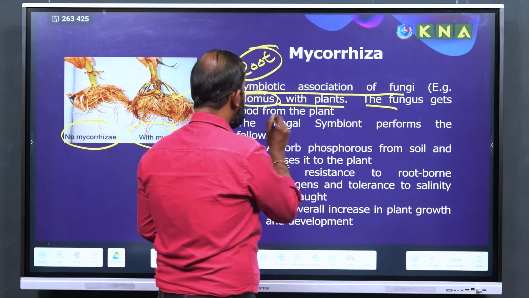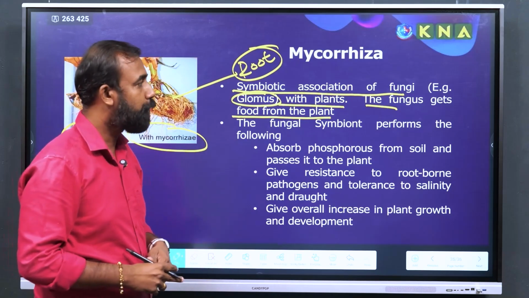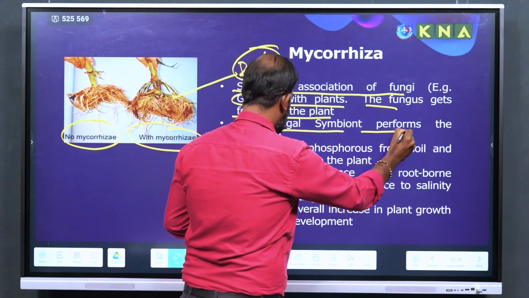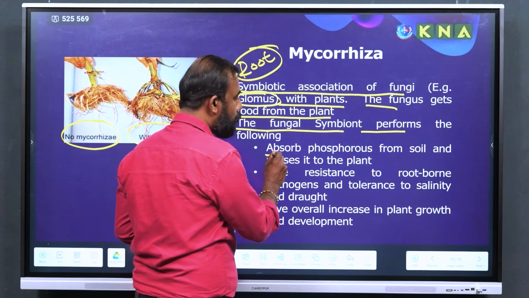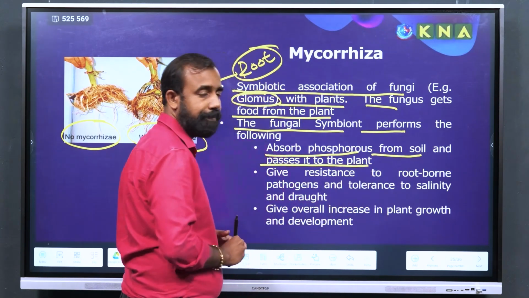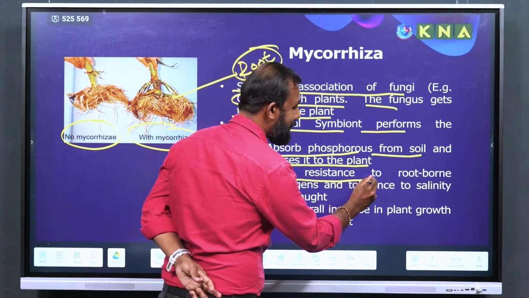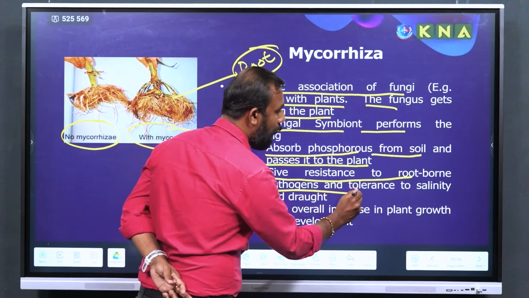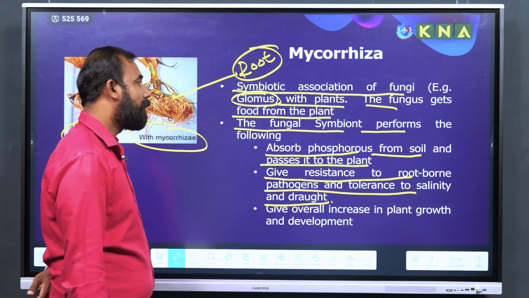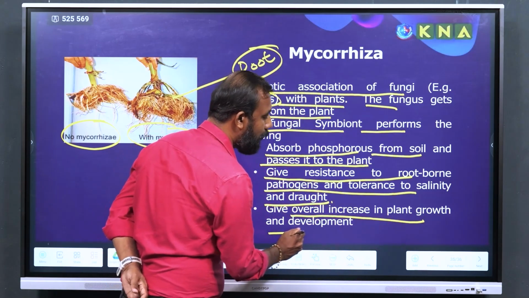So the fungus gets food from the plant. We know that fungus has no chlorophyll. In return, the fungal symbiont performs the following. It absorbs phosphorus from the soil and passes it into the plants. Clear? And this fungal symbiont gives resistance to root-borne pathogens and tolerance to salinity and drought. And this fungal symbiont also gives an overall increase in plant growth and development.